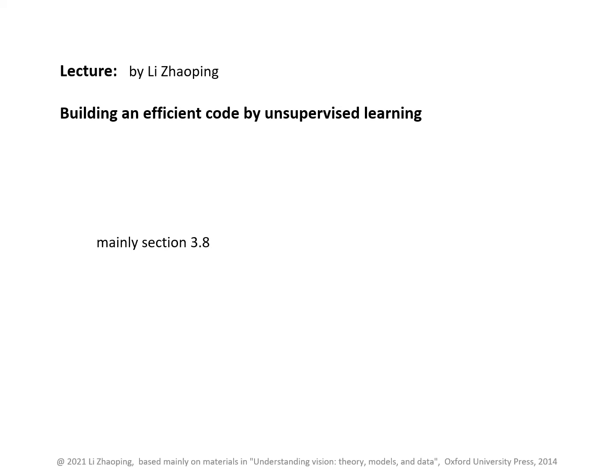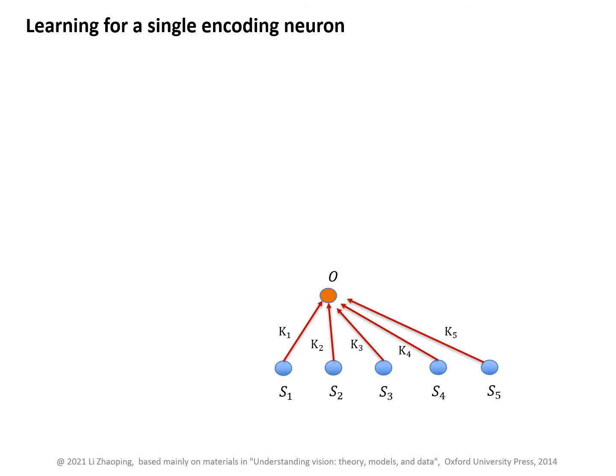Building an efficient code by unsupervised learning. Now let's outline a couple of learning rules to develop the neural transform for the efficient codes. And such learning rules should also be the basis for adaptation of the efficient codes when the visual input environment changes.